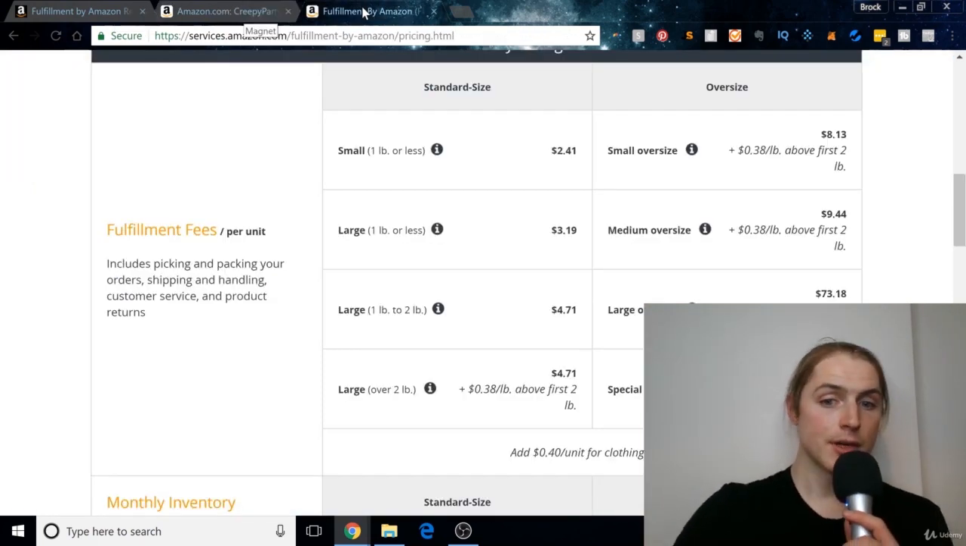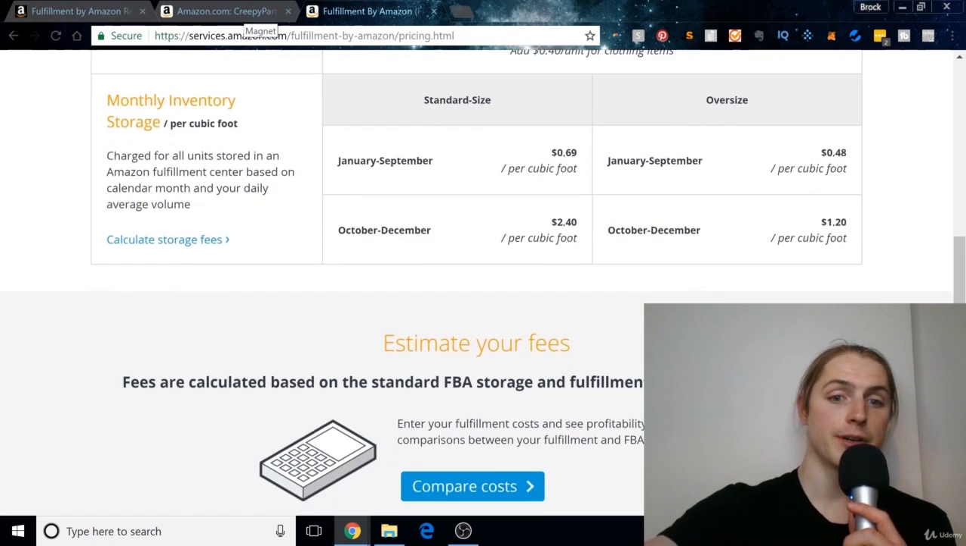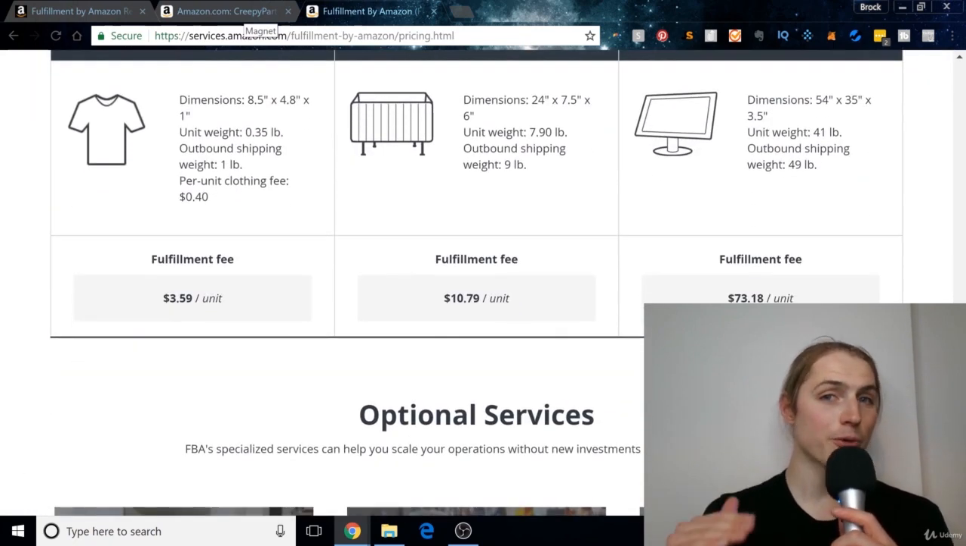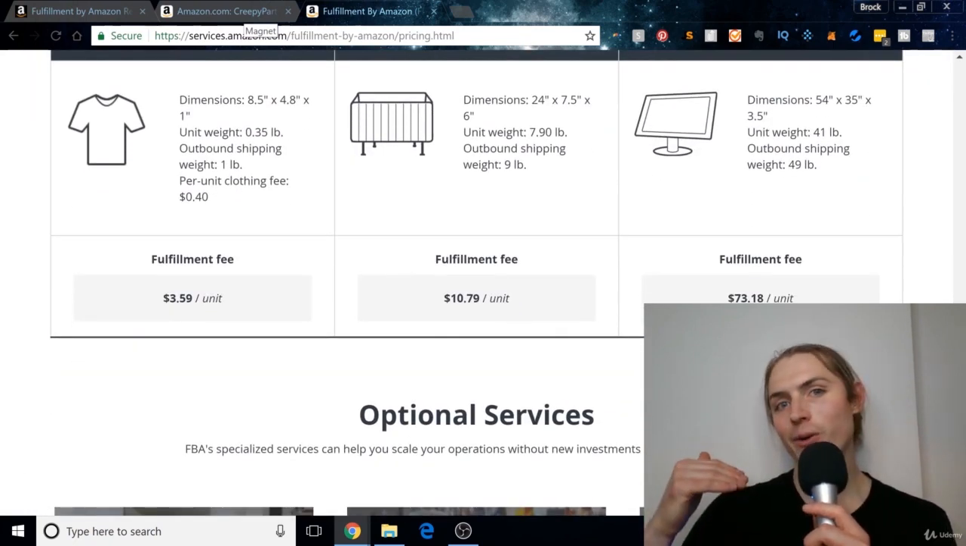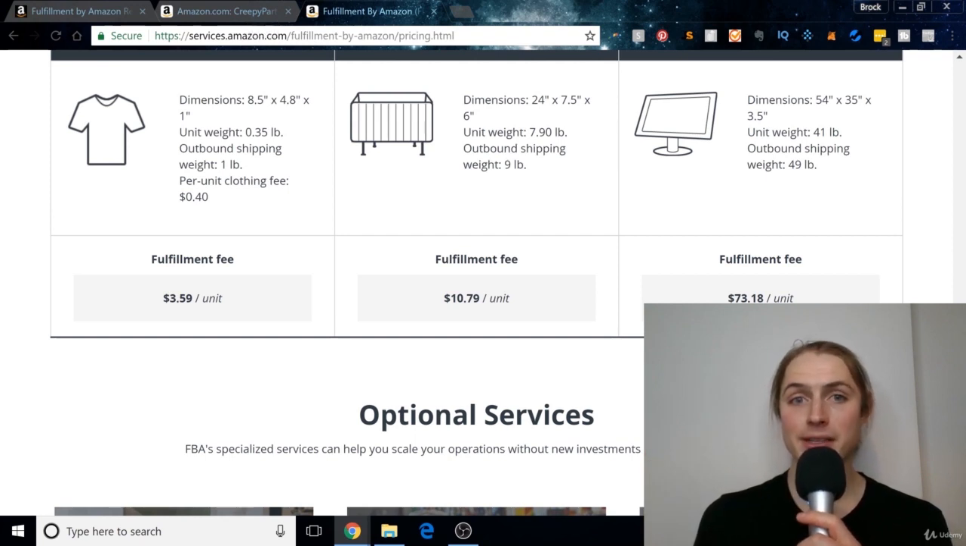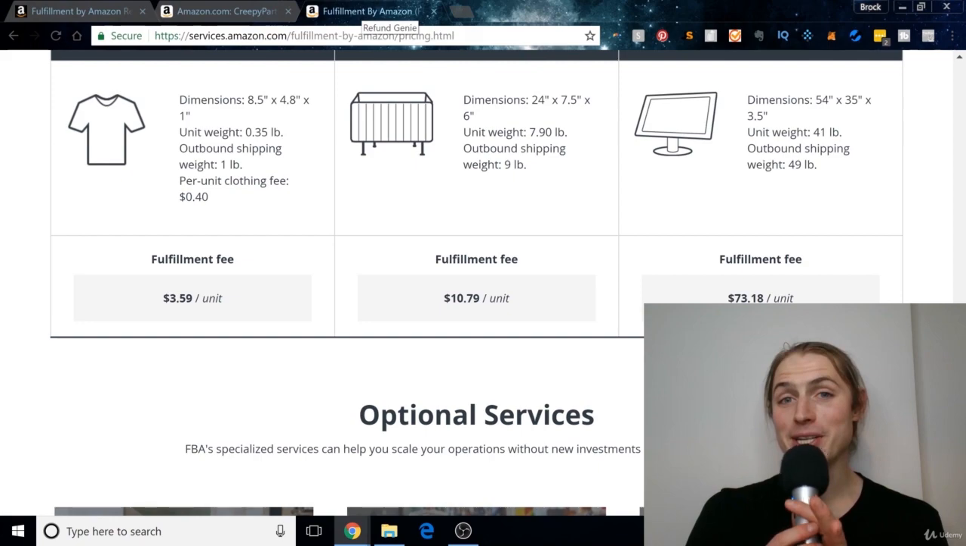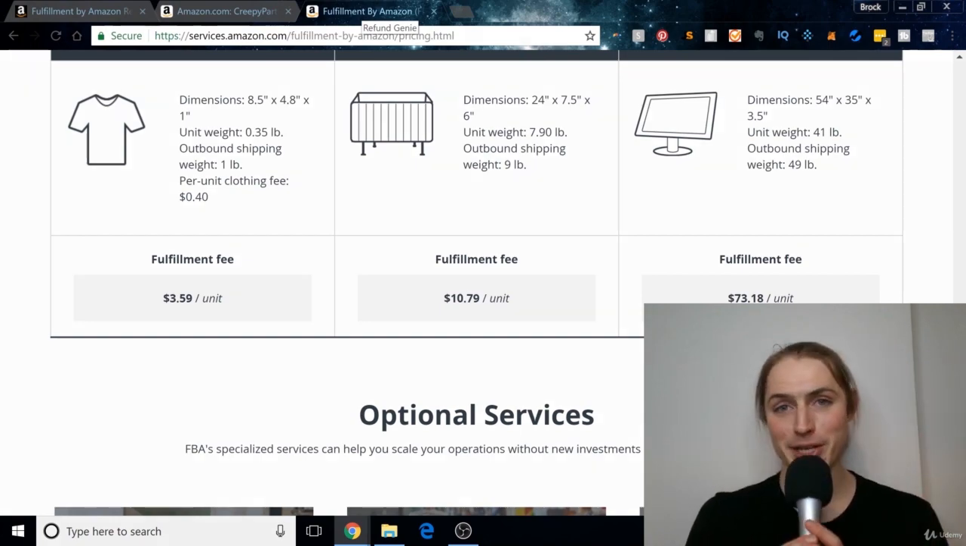Take a look at these. This is a very good page to read, to learn for yourself. I read all the rules to the T so that I know what I can expect, because this is your partnership that you have with Amazon. This is what you're going to base your business off of. You want to know this information.